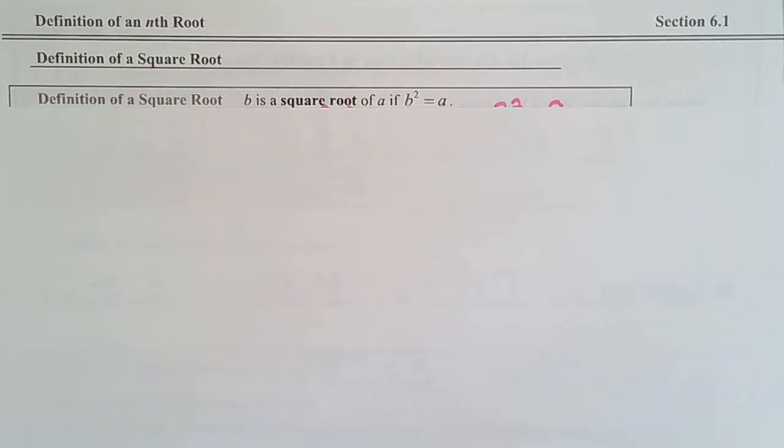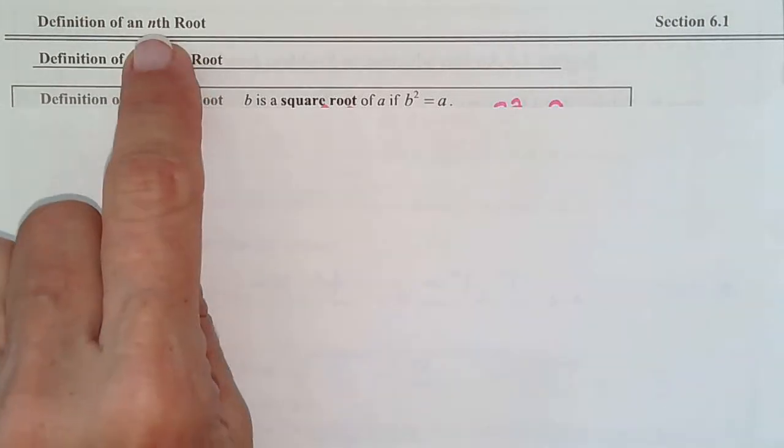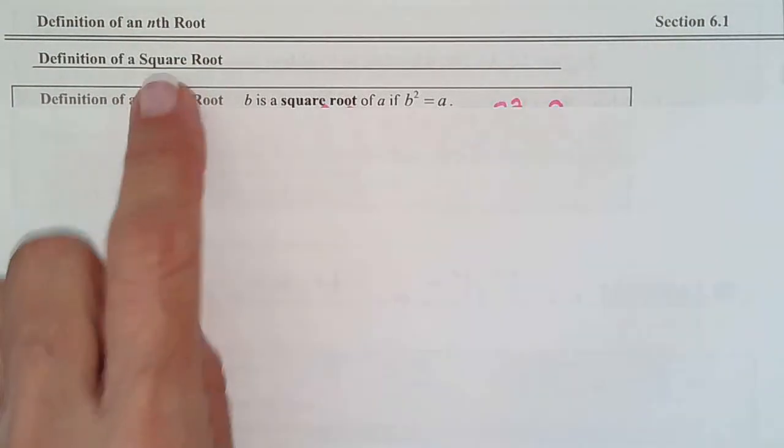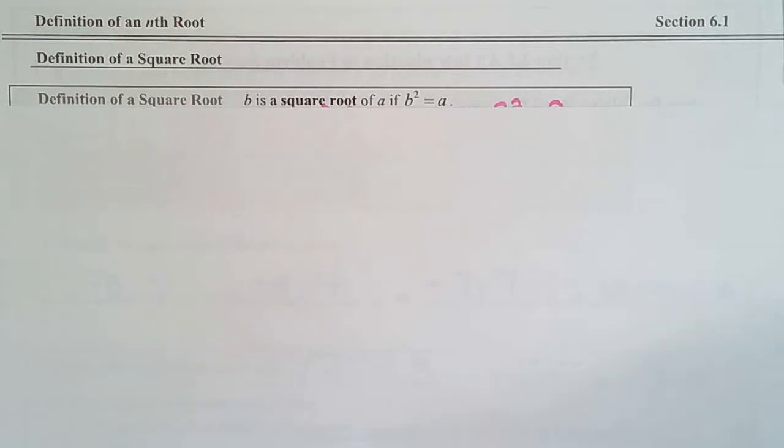Okay, we're ready to start our new chapter. Chapter 6 is our radical chapter, and it's going to be really radical. So, we're going to start with square root. We're going to learn actually all the roots: square root, cube root, fourth root, fifth root. That's why we call it the nth root. But we're going to start with square root because it's the easiest one.